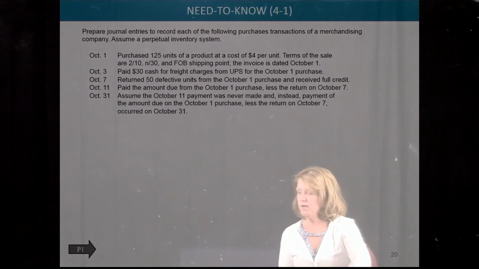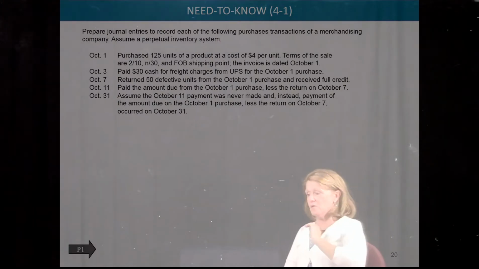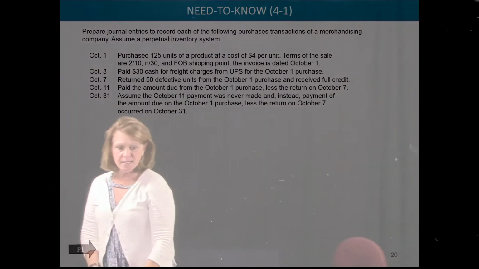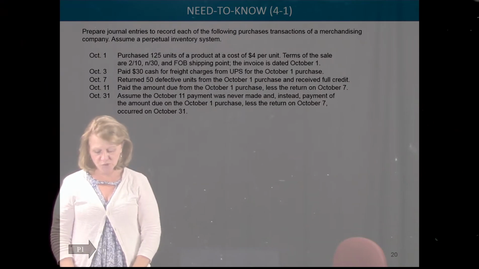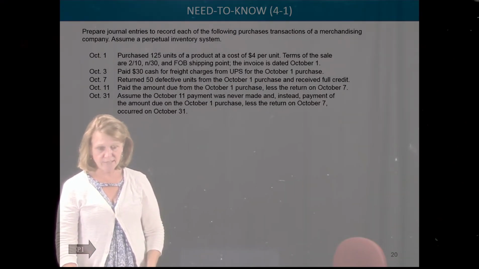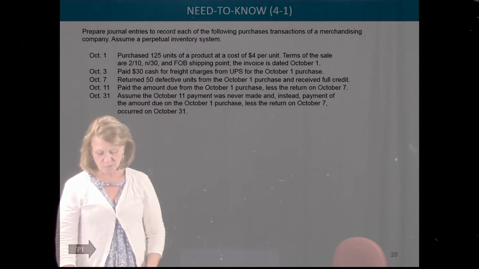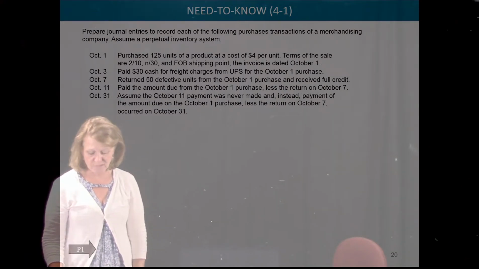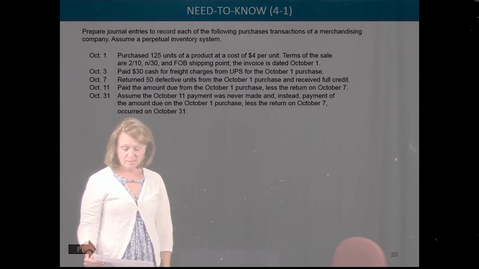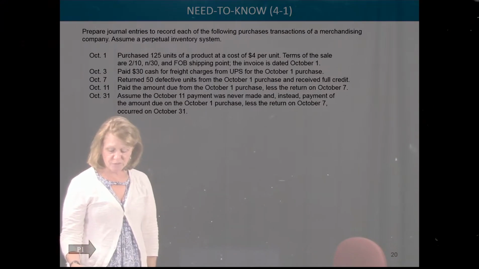All right, we're going to do a problem here. As you can see, the problem is we purchased 125 units of a product at $4. Terms of sale are 2/10 net 30, FOB shipping point, the invoice is dated October 1st.